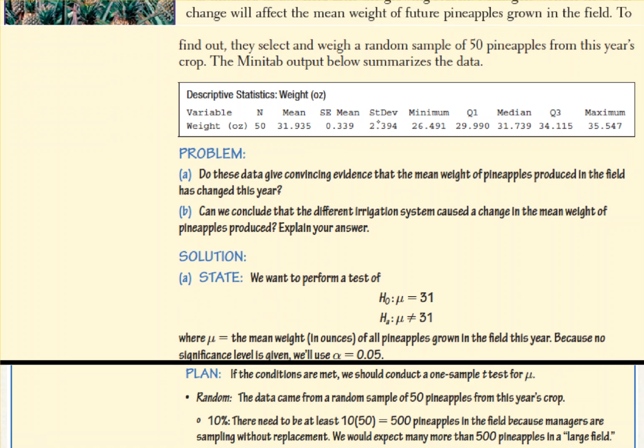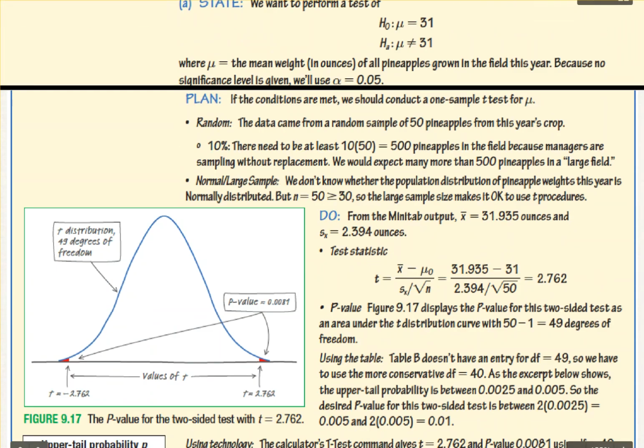Generally speaking, on the AP test, alpha equals 0.05 will probably work if they don't tell you what to use. So we're going to use the one sample t-test. We check whether it meets the requirements. Random sample, great. We have to assume there are more than 500 pineapples in a large field. We don't know whether it's normally distributed, but we have a large sample size, so it's okay to use t procedures.